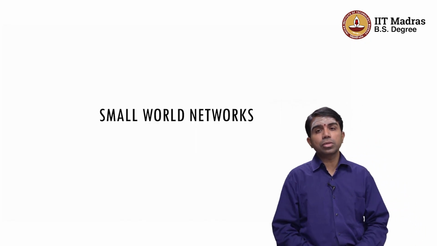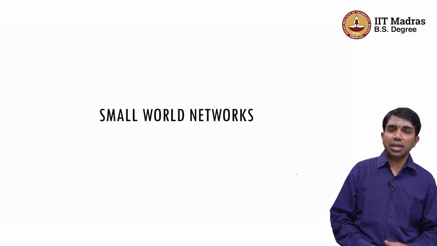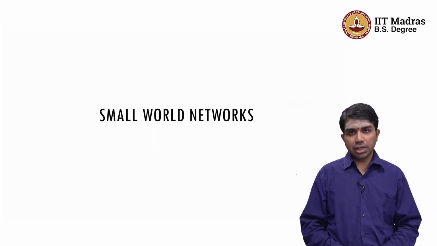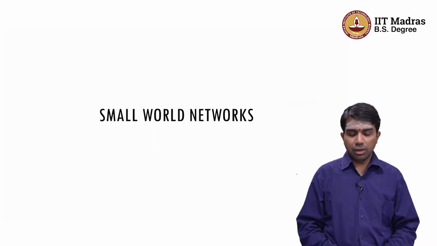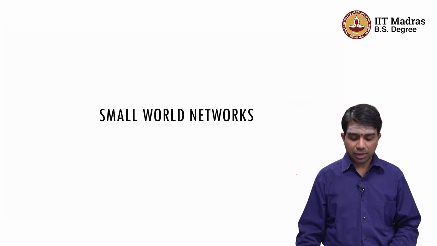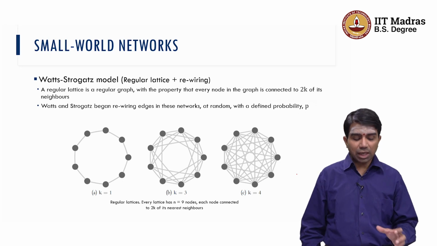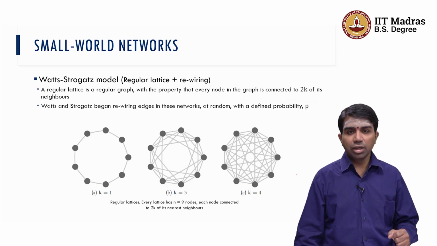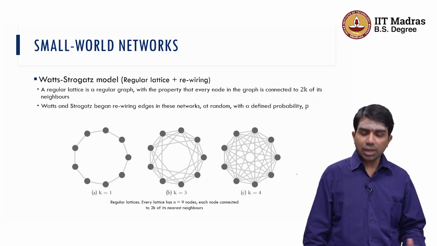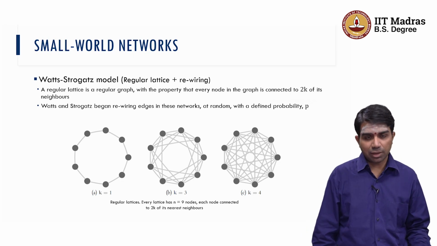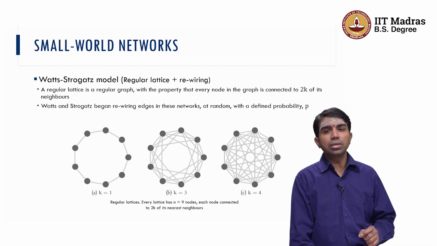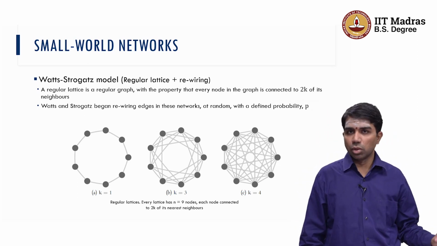So now we move over to small world networks. This is again a very interesting set of networks that were proposed by Watts and Strogatz in 1998, and they suggested that you start with a regular network and you rewire it. So a regular network is what? They call it a regular lattice. It's a regular graph. The property is that every node is connected to 2k nodes.